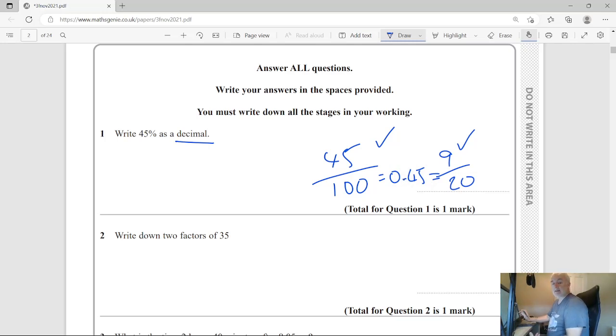So you can put the same thing into the calculator. This time we're going to press the SD button and my answer would be 0.45.